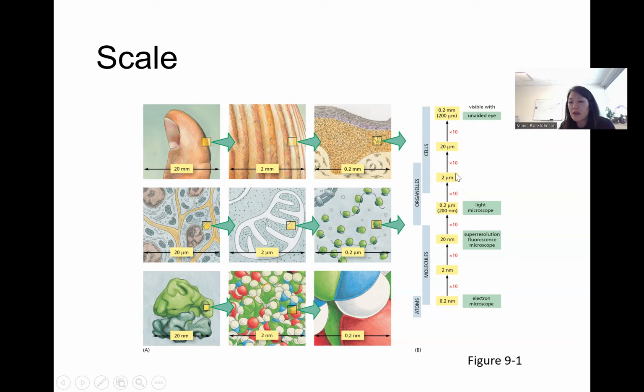And then, when you get to the organelle level of the micron scale or the hundreds of nanometer scale, you can begin to detect these structures and resolve these structures with a light microscope. Smaller than that, when you get to 20 nanometers, and I'll go into why that's the case, we start to require super resolution fluorescence microscopy, and then down to the 0.2 nanometer scale, at the ultrastructural level, we need electron microscopes. And I won't be talking too much about electron microscopy in this short video. I'll mostly be talking about various different kinds of light microscopy.